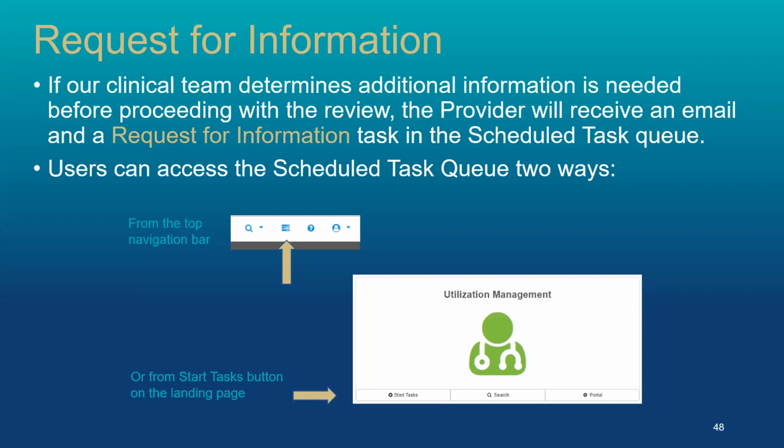So what happens is a request for information task will show up in your scheduled task queue. So again, we talked about that very briefly at the very beginning. So from the top navigation bar, it's going to be those 3 lines, or from the landing page, there's that start task button. So either one will get you to the same place.